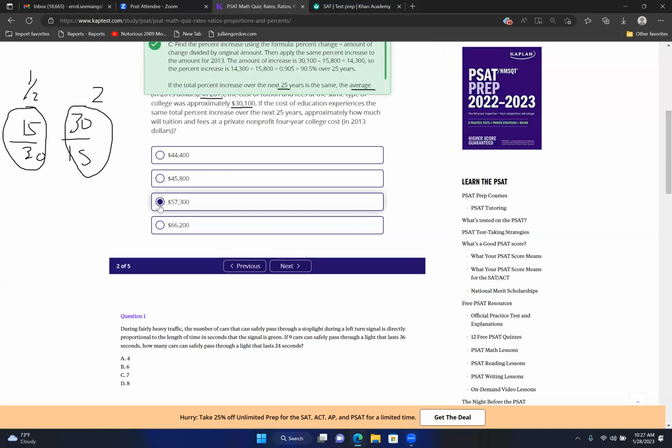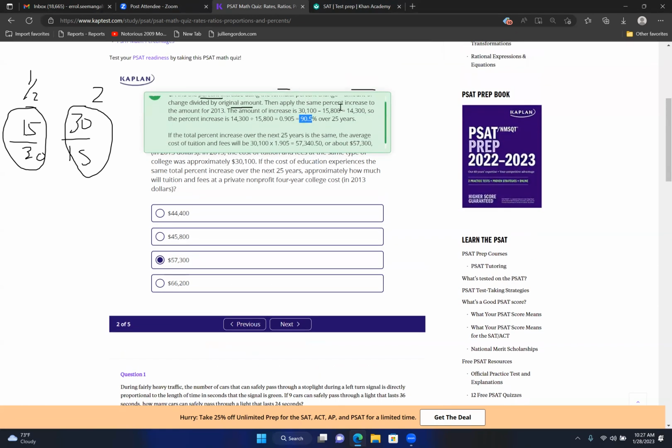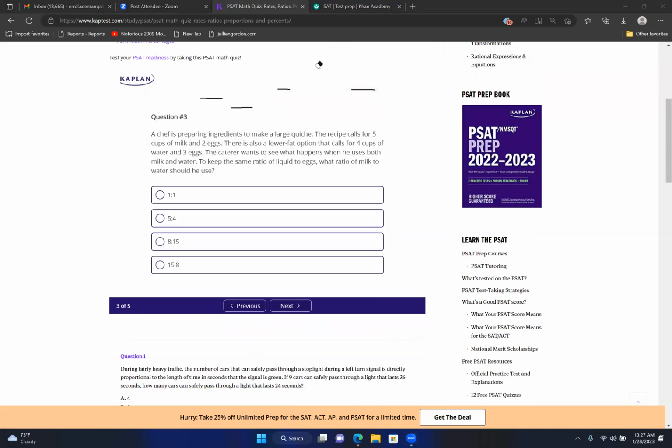Let's see here, C. Yep, right? See, there's your 90%. They did it a little bit differently. They took the difference, then they divided by the original. Same idea. Okay. You studied percentage increase, decrease before? Yes. Yeah.